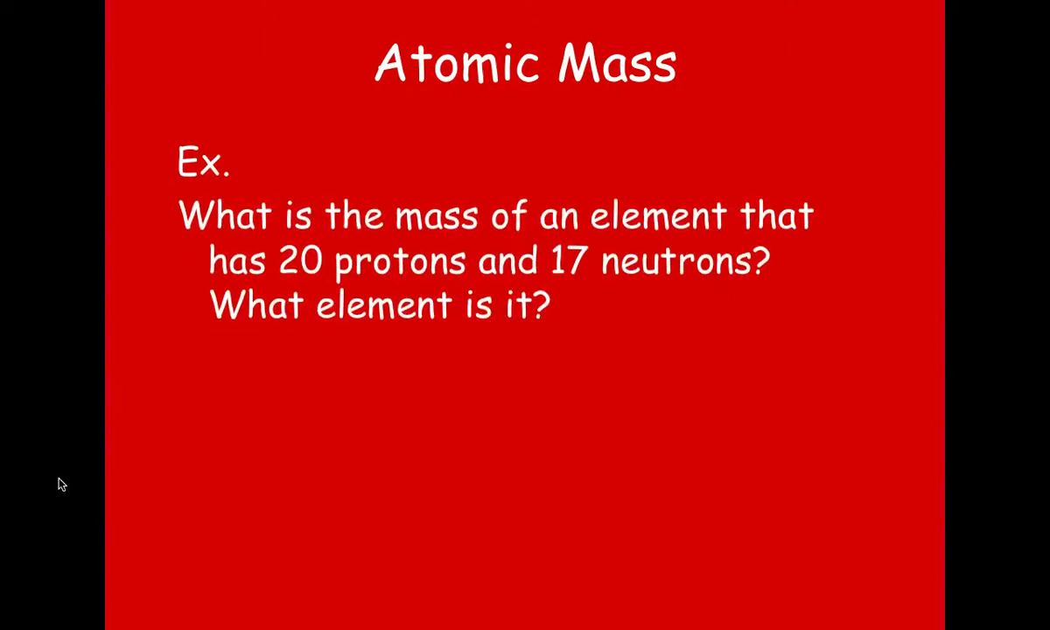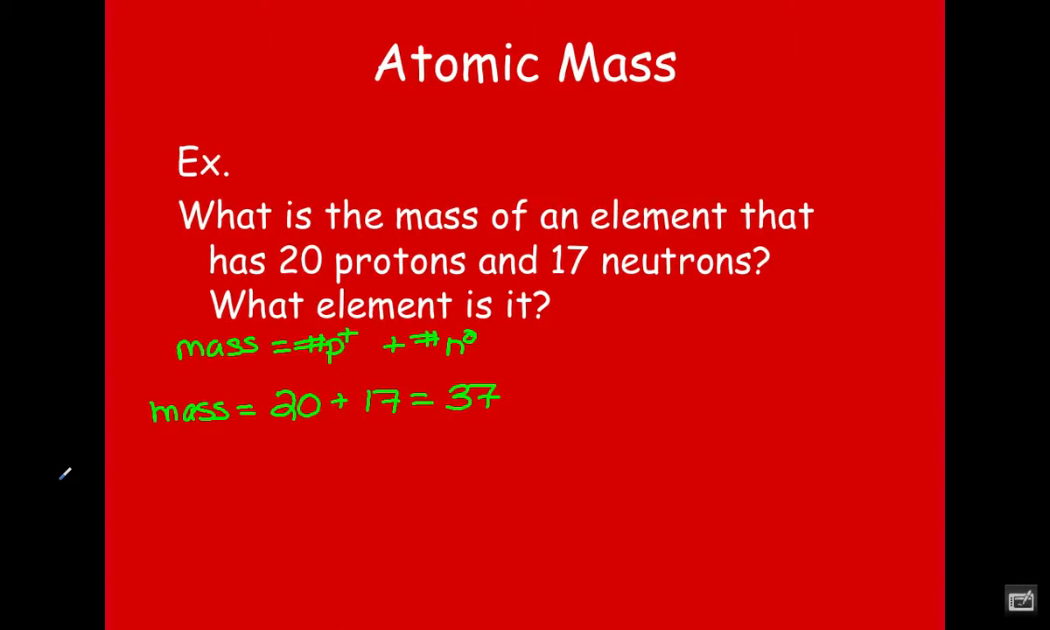What is the mass of an element that has 20 protons and 17 neutrons? And what element is it? So let's deal with the first part, the mass of an element that has 20 protons and 17 neutrons. Keeping in mind that we said that mass is equal to the number of protons plus the number of neutrons. So if we're determining the mass, based on the problem, the number of protons is 20 plus 17, which gives us a mass of 37.